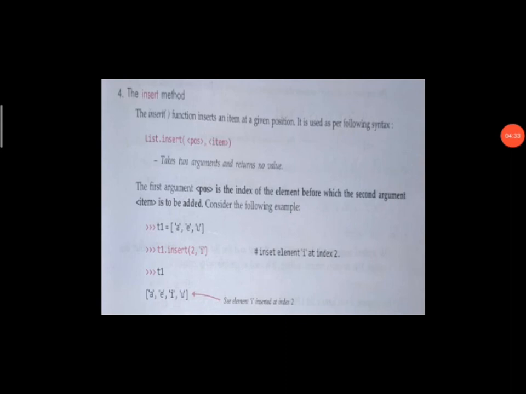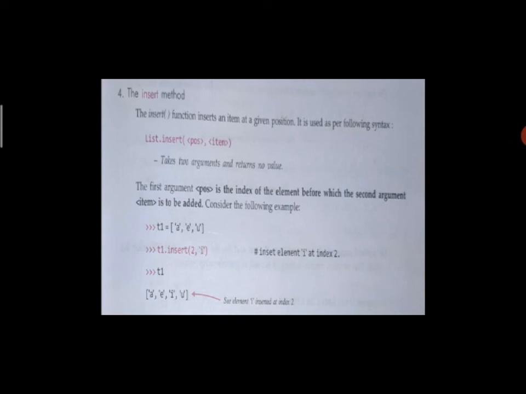So the next is the insert method. It is different from append. You first define the list, then the extension, insert, as a method or property function, and you define the position and the element which are to be stored. You have to understand this with the help of an example.